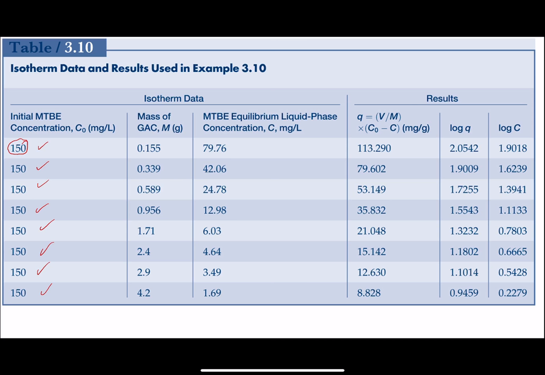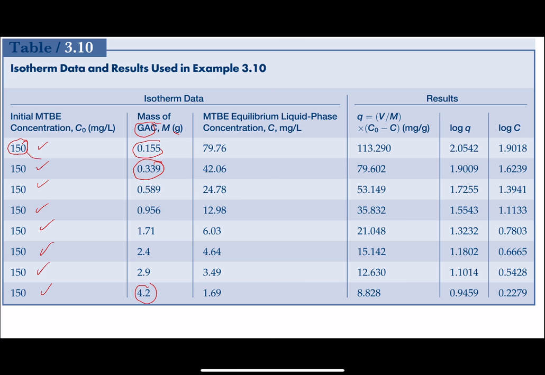Okay? And then in every flask, you put the first one 0.155 grams of activated carbon. The second flask, you do this, and all the way to 4.2 grams in the last flask. And then you mix it, you put it into the incubator, and you shake it until equilibrium.